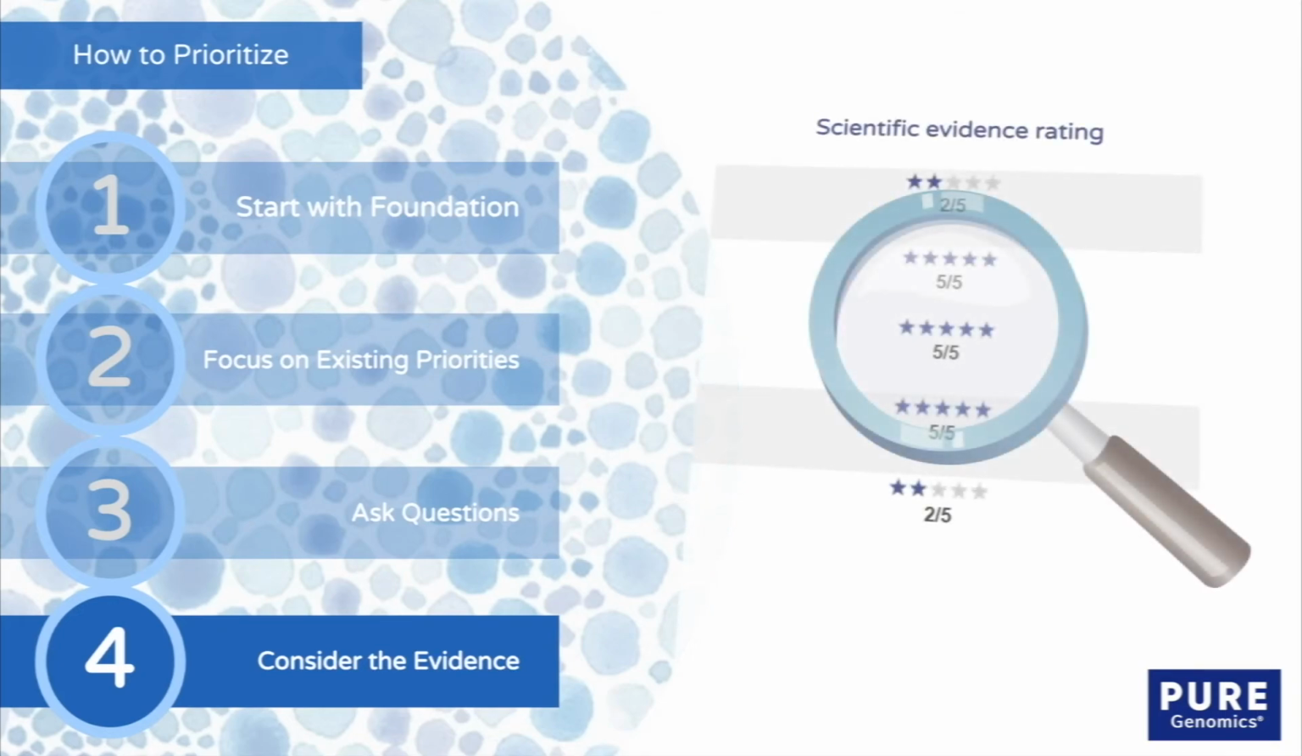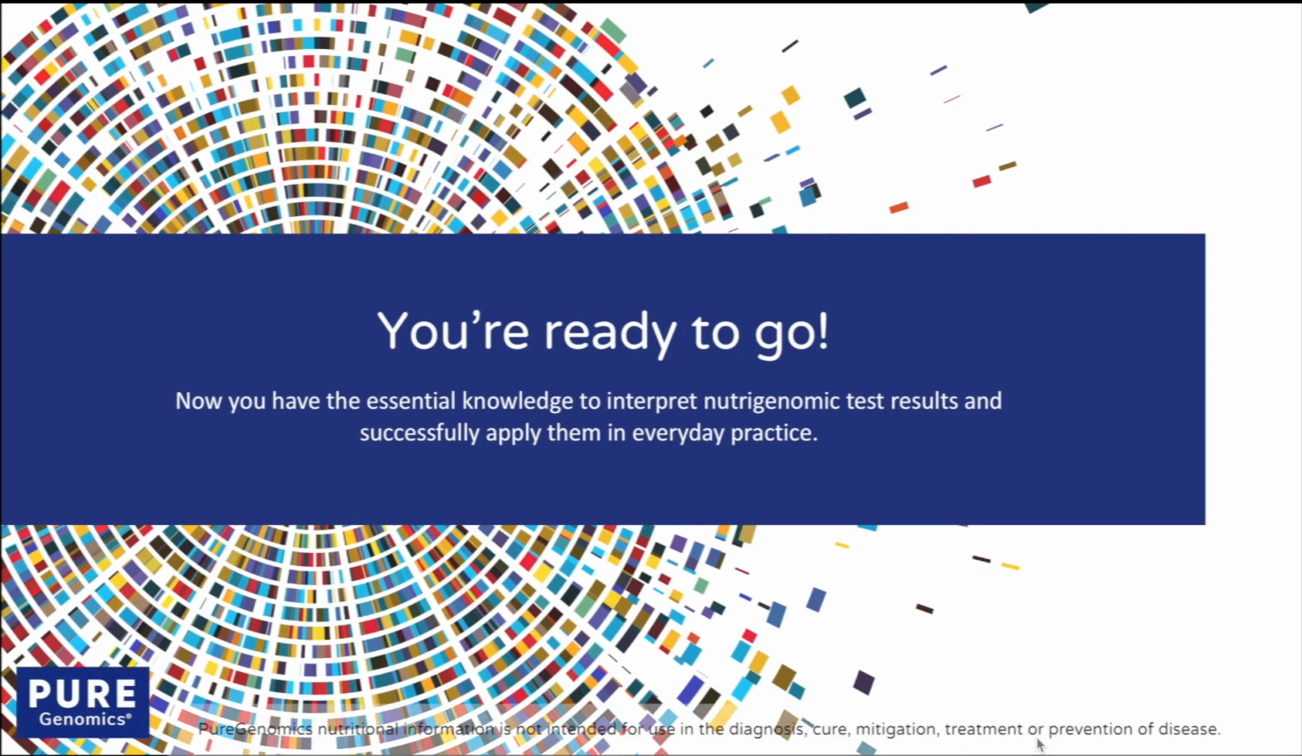A good rule of thumb is to focus on SNPs with higher scientific evidence ratings. This way, you can be more confident in the link between genotype and phenotype. Now you're ready to go. You have the essential knowledge to interpret nutrigenomic test results and successfully apply them in everyday practice.